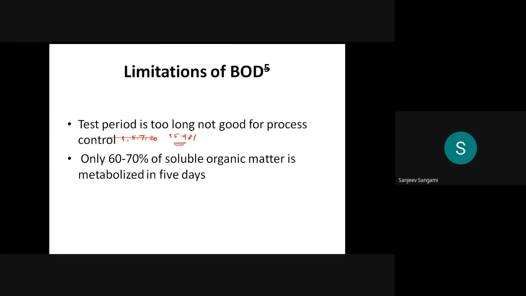So as I already said that 60 to 70% of soluble organic matter is metabolized in 5 days, or it is in the 3 days. This is not constant. It may vary. Sometimes it is 40 to 50% in 5 days. Sometimes it will be in 3 days, but on an average it will be 60 to 70% for 5 days. It depends on what kind of soluble organic matter it is. Some of the soluble organic matter will be metabolized by the bacteria within 1 or 2 days, but some of the soluble organic matter is not metabolized easily by the bacteria. It will take some time to be digested by the microorganisms. So this is one limitation.